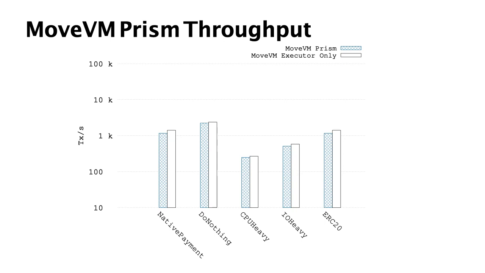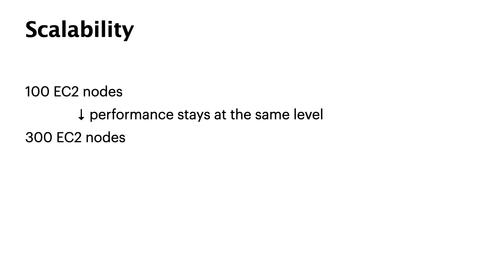The above experiments are running on 100 EC2 nodes. We also did a scalability experiment that runs the experiment on 300 EC2 nodes, and the performance stays at the same level as the number of participants increases. So Prism consensus and also our implementation of the client can scale with more nodes.